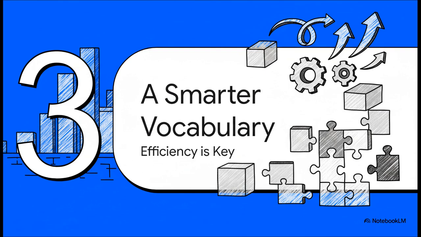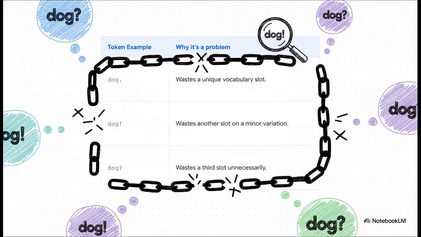So shrinking the alphabet was a huge deal. But they didn't stop there. The next step was to use this new, clean foundation to build a vocabulary that was not just smaller, but way, way smarter. So as they started applying their BPE process on top of these bytes, they noticed something kind of wasteful. The model would see dog followed by a period all the time. And it would create a special token for dog, dot, and another one for dog, exclamation, and another for dog, question mark. Each one was taking up a precious slot in the model's vocabulary.